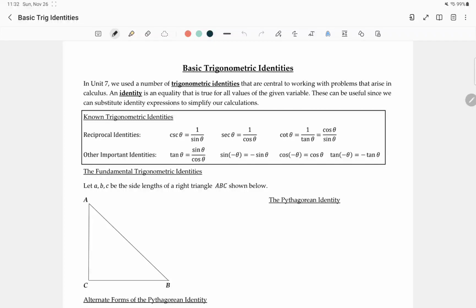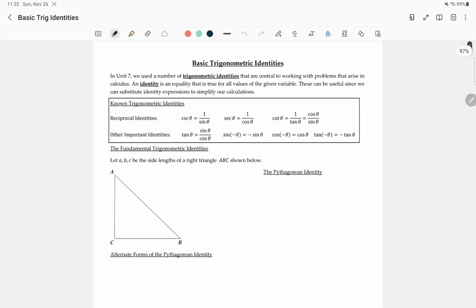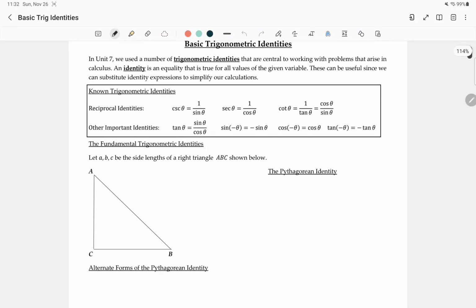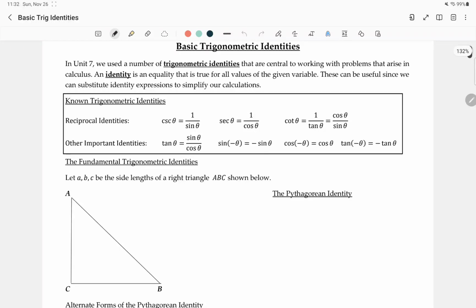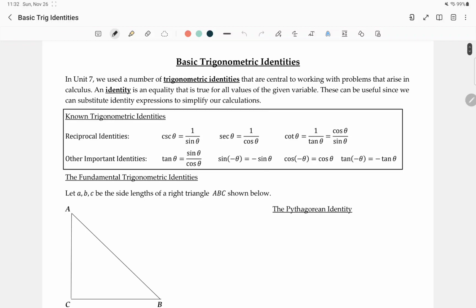So this is just a quick video on how to do some basic trig identities, and it's important to memorize all of these, because they are important and you'll use them forever. So yeah, we're just going to start off with the obvious ones.